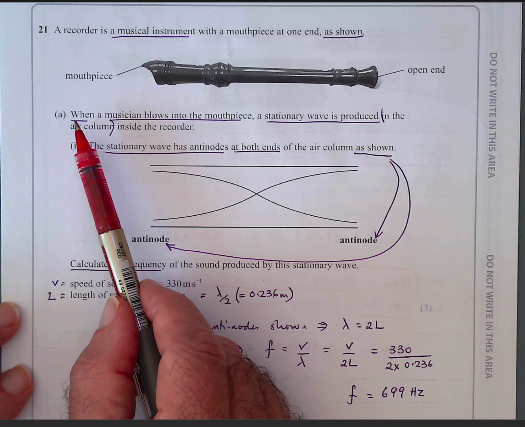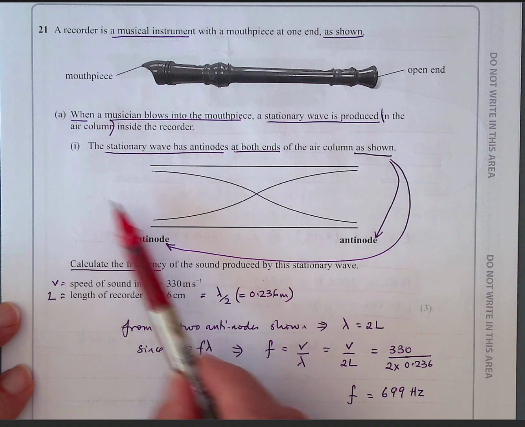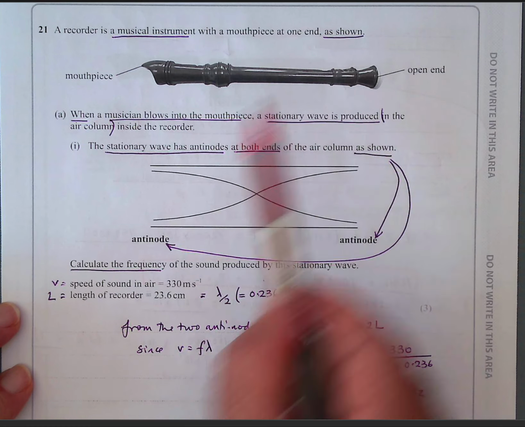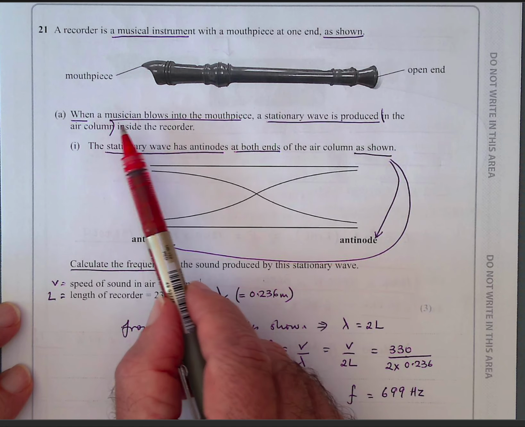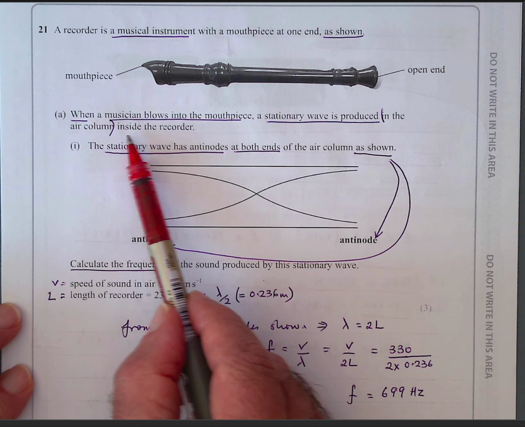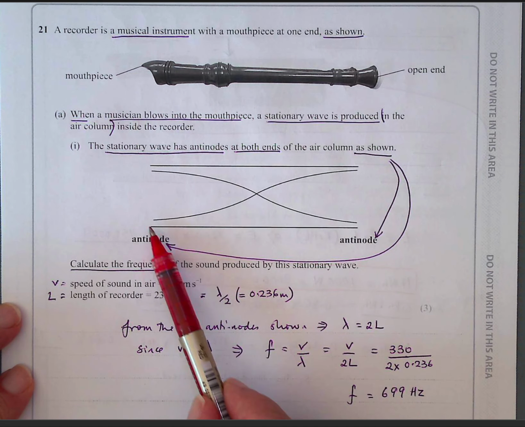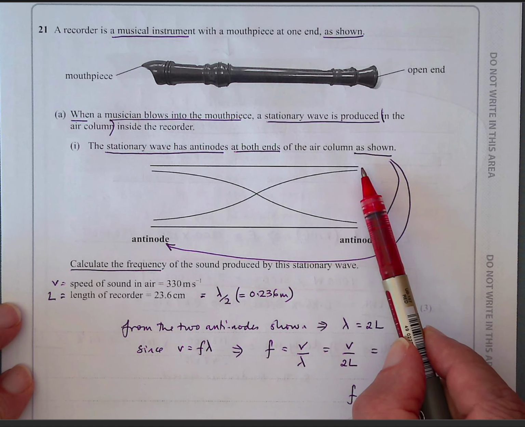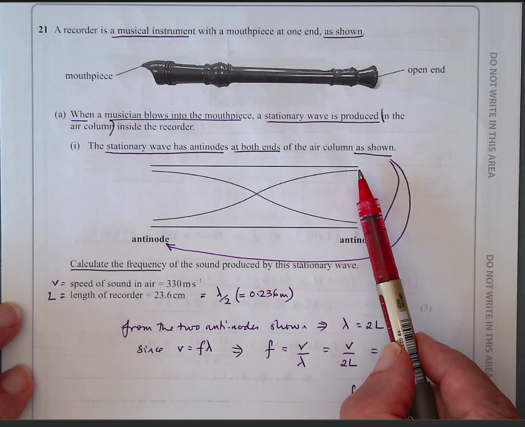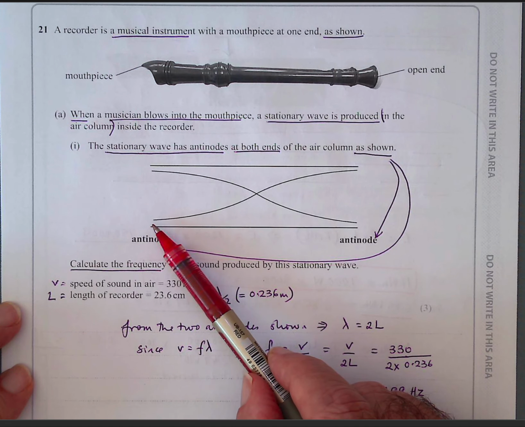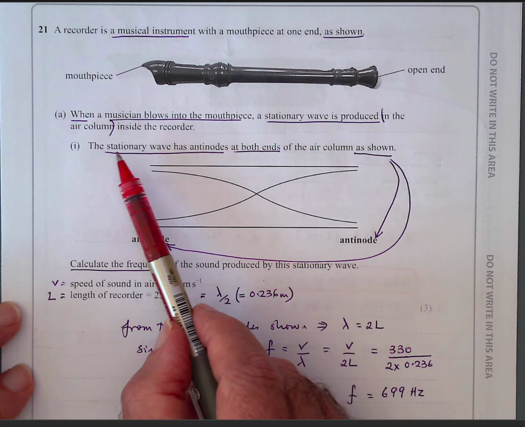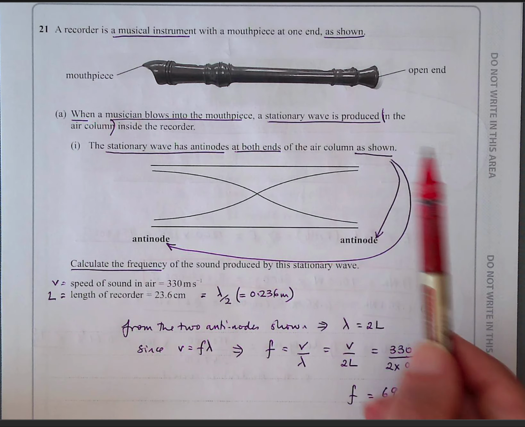String instruments have standing waves set up on tight strings, and in wind instruments it sets up a vibration of the air column inside the tube. Okay, when the musician blows into the mouthpiece, a stationary wave is produced in the air column. Inside the recorder, a stationary wave has antinodes at both ends. Okay, 2 antinodes at both ends is a trough and a peak, if you like. So that's not a complete wave, because you need to go back to the next peak in each part of the wave to get a full wavelength. So the stationary wave has antinodes at both ends as shown.